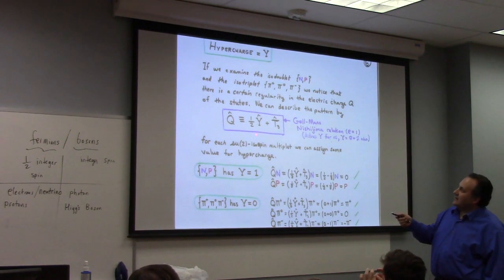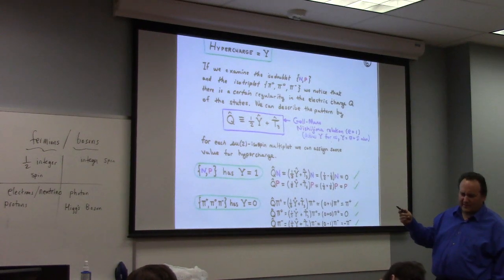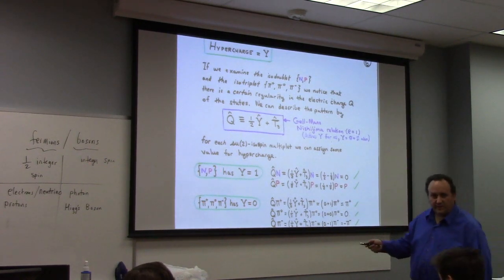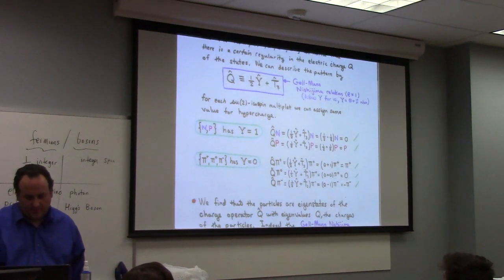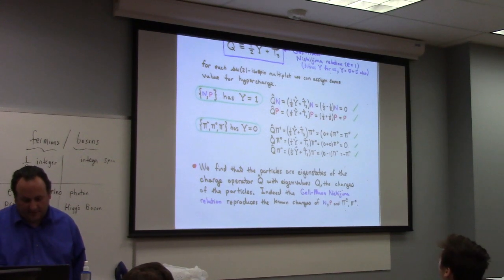But anyway, so this is the hypercharge. This is the isospin thing. And you put them together, they give you the regular charge, like the charge of an electron is 1.609 times 10 to the minus 19th or whatever. That's probably wrong. Anyway, the neutron and the proton, they both have hypercharge 1. The pions have hypercharge 0. So all these particles are eigenstates of the charge operator, and the charge is their eigenvalue.